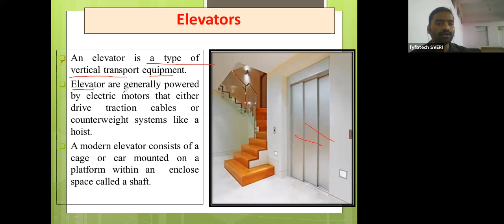Elevators are generally powered by electrical motors that either drive traction cables or counterweight systems like a hoist. A modern elevator consists of a cage or car mounted on a platform within an enclosed space called a shaft. The definition of the elevator is important, so write it all down.